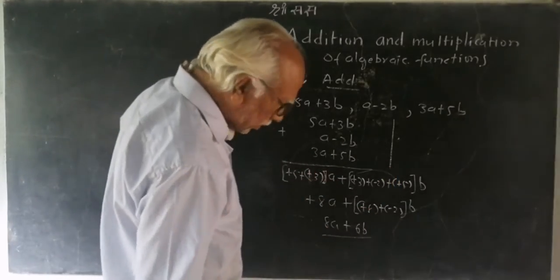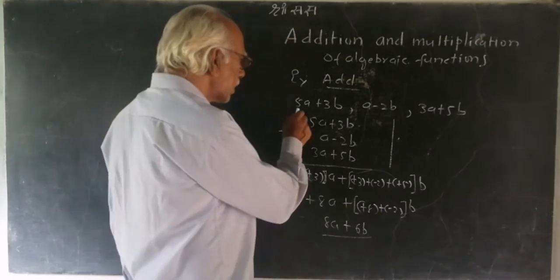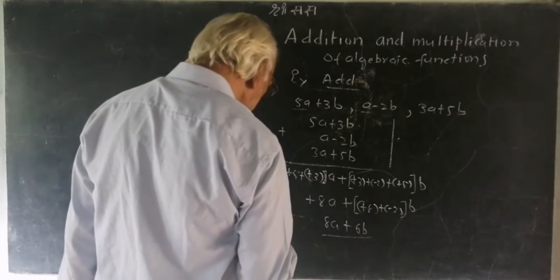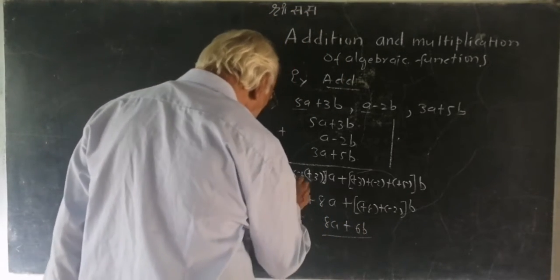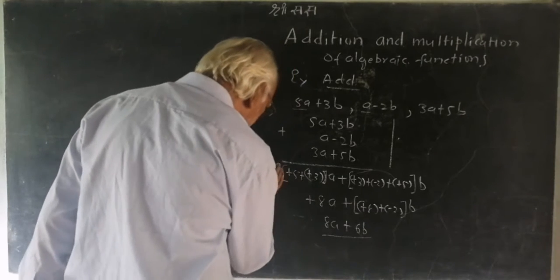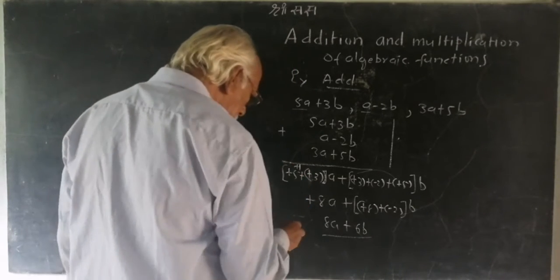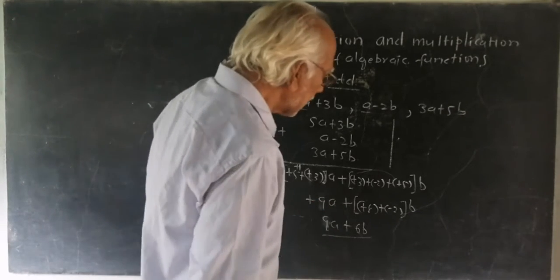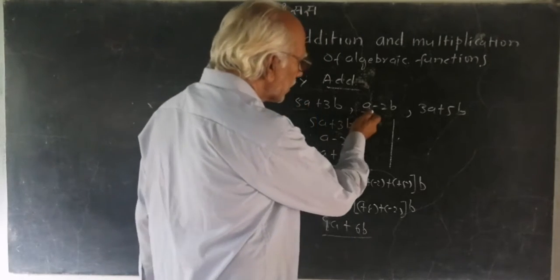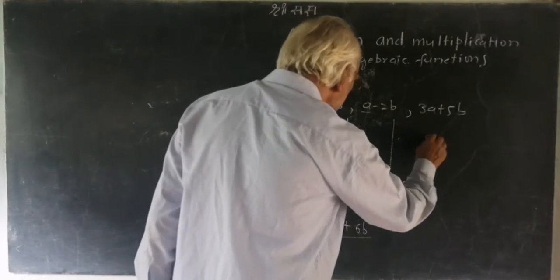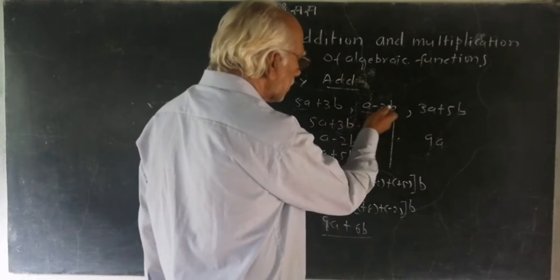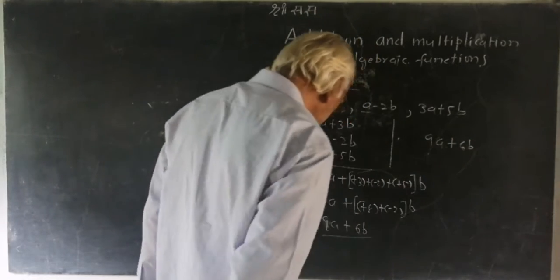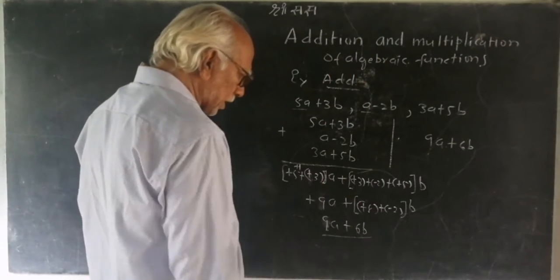As you learn addition, you can directly add. How? 5a plus a is 6a. No, correction. One correction you can make here. Plus 1 is also there. So make it 9a. So here 5a plus a is 6a, plus 3a is 9a. Then 3b minus 2b is 1b. 1b plus 5b is 6b. So this way we can make that particular addition of the numbers.